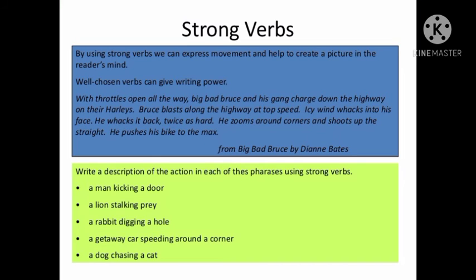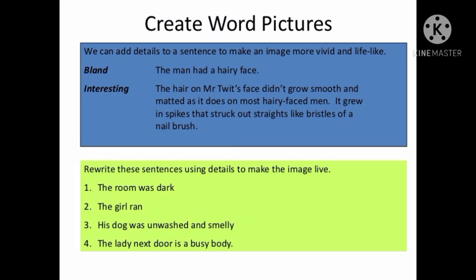There are a few more things that can make your writing more emphatic. For example, strong verbs. By using strong verbs, we can express movement and help to create a picture in the reader's mind. Well-chosen verbs can give writing power. Here are a few examples that can help you how to use verbs in your story. For example, a man kicking a door, a lion stalking prey, a rabbit digging a hole, a getaway car speeding around a corner, or a dog chasing a cat.